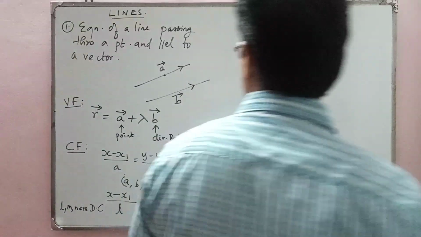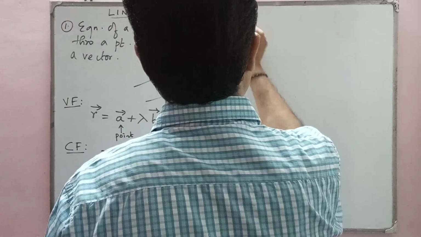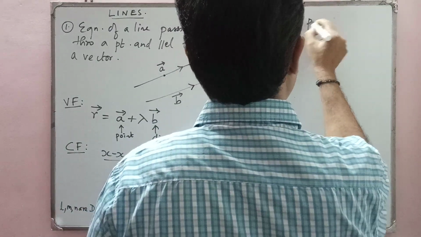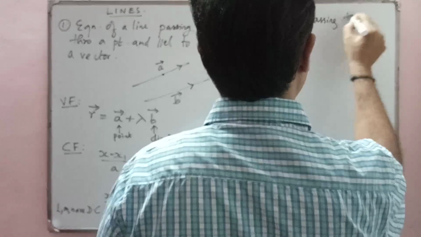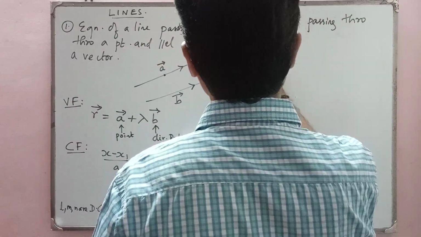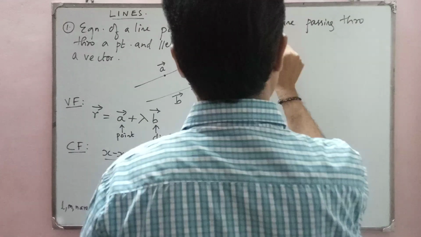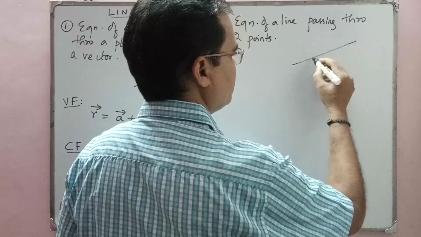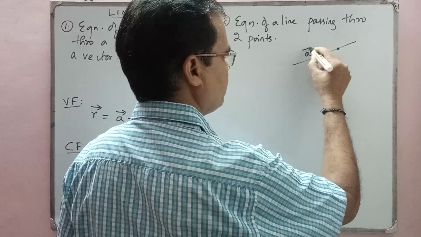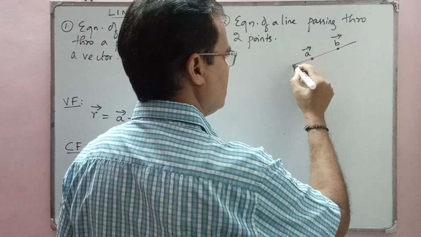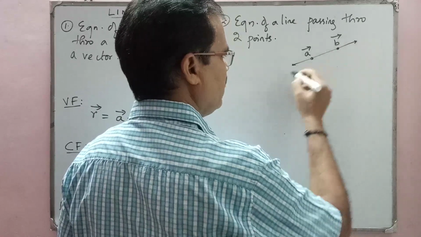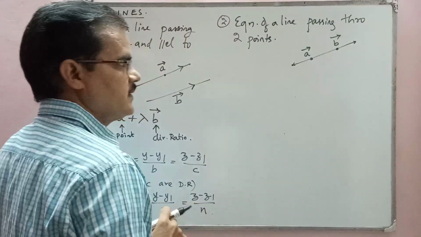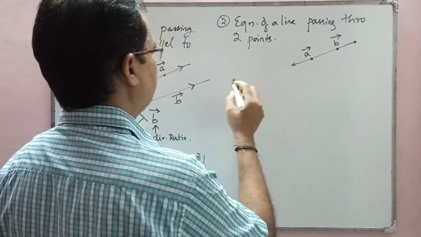The second: equation of a line passing through 2 points. Now we are going to find the equation of a line which passes through 2 points, a vector and b vector. Here a and b are called points. We are going to find the equation of this line which passes through 2 points, a and b. We'll write the equation.